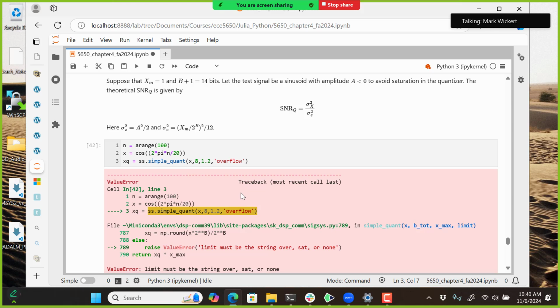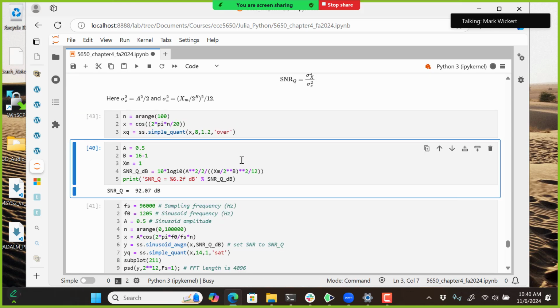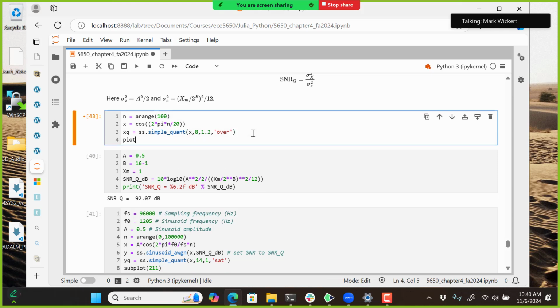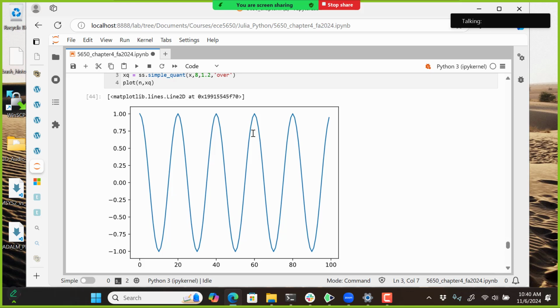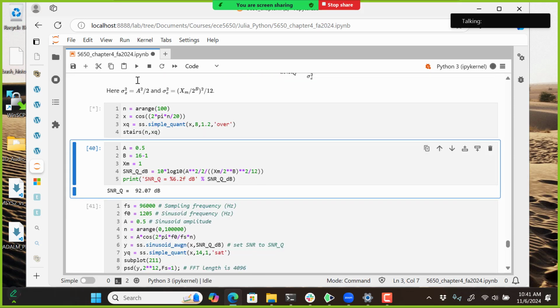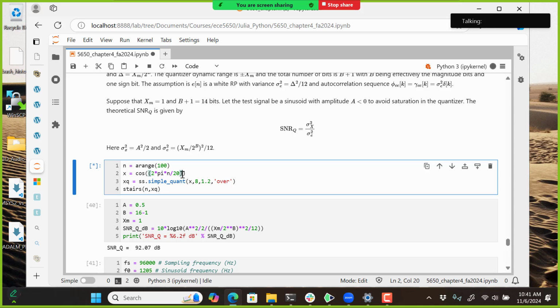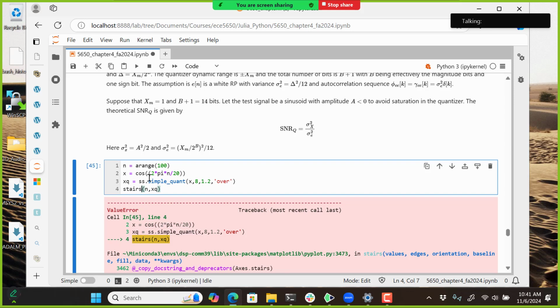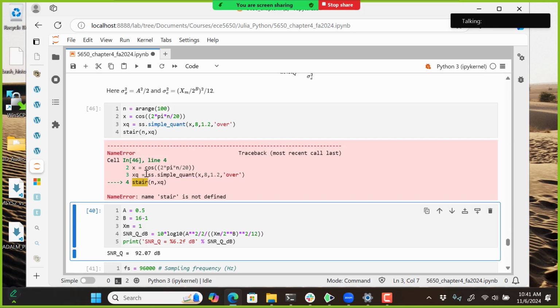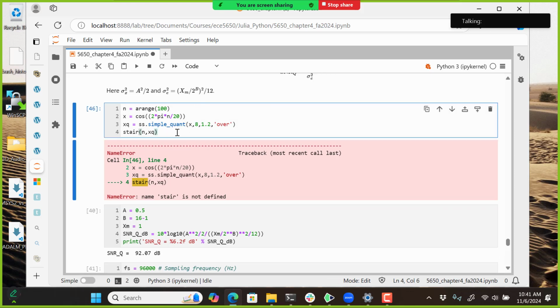And now I can go ahead and just plot N and XQ, and to better see the quantization, I think it's stairs. Either that or it's stair. I don't remember for sure. It's drifting off right now, so it's not doing it. What I was trying to do is go up to 1,000 in here. Just use plot and let it do what it's supposed to do automatically.